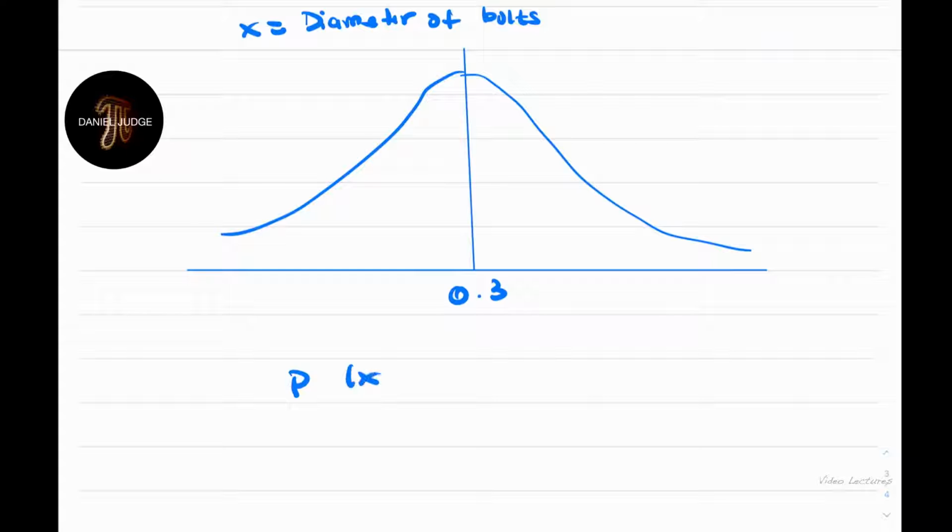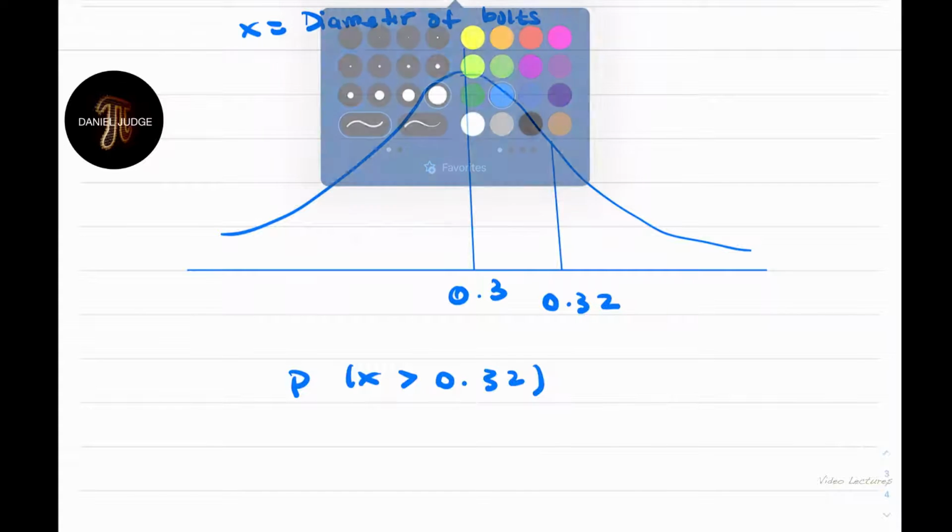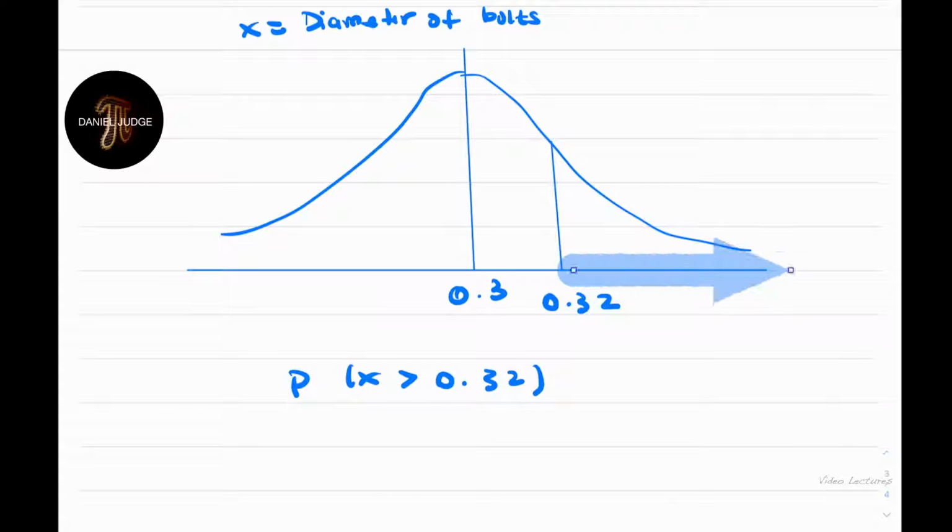Probability X is greater than 0.32. 0.32 is larger than 0.3. Larger numbers live to the right. If you have a little trouble with this, add a little 0 and think about it this way: 30 versus 32. 32 would be larger, it's to the right. And then greater than 32. So, okay, greater than 32. Larger numbers live to the right here.